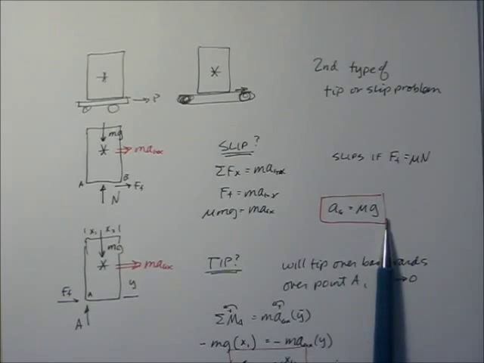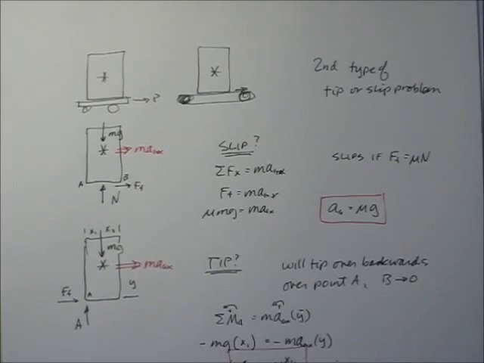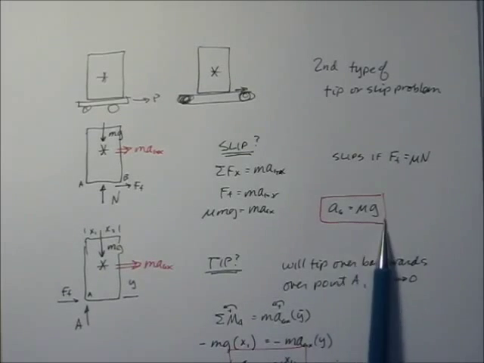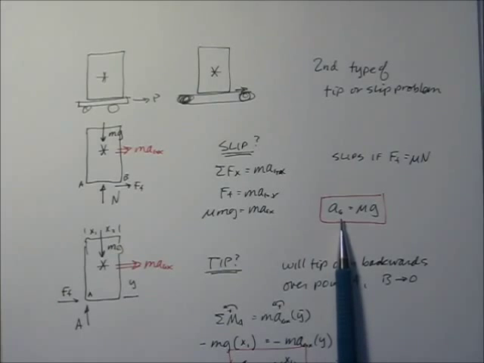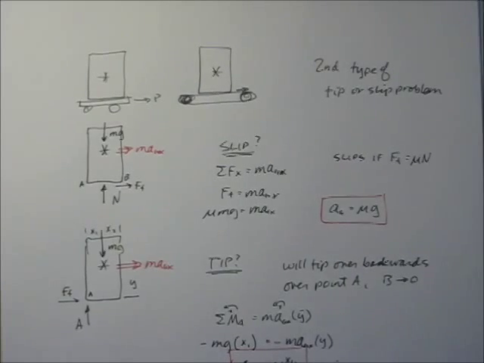What we see is that if the acceleration that we're trying to accelerate this thing is anything less than mu g, it won't slip. If we try to accelerate it greater than mu g, then the slipping condition occurs. Now again, we can never have a greater acceleration than mu g. This is acceleration maximum from slipping. It can be less than that, but it cannot be more than mu g.